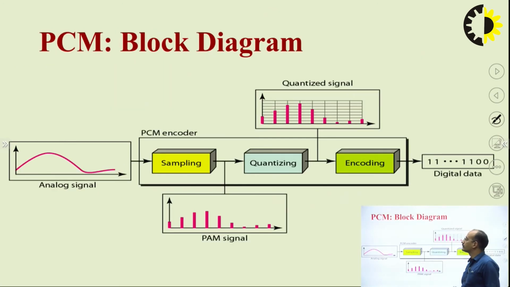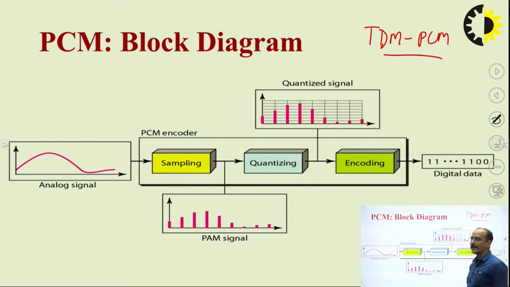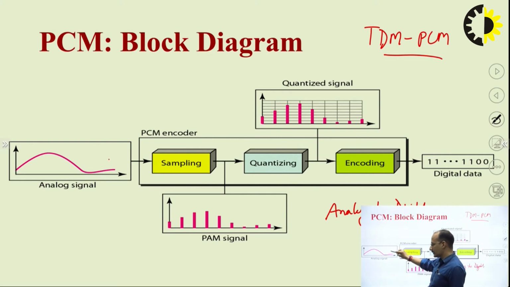Third one is PCM, in which we are actually using TDM with PCM. So, what is PCM? Actually, PCM is also known as analog to digital conversion, because in PCM you are applying an analog signal here. That analog signal is converted into digital data in the form of 1100110. So, how is it going to happen?